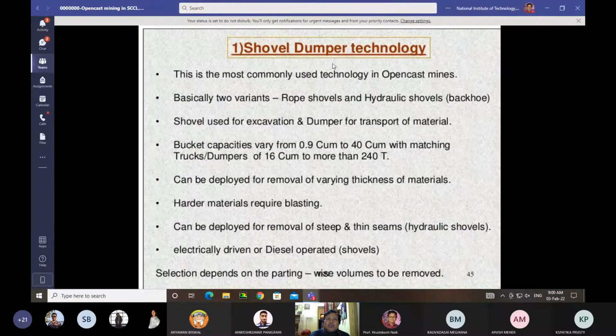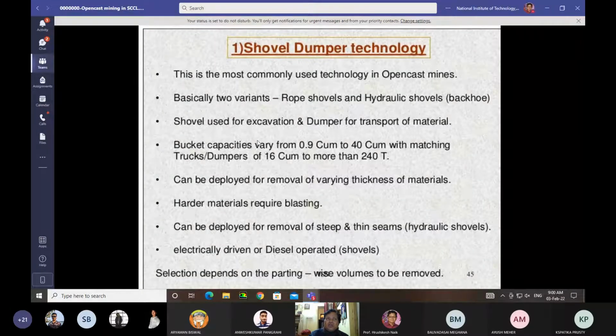This technology is the most commonly used technology in open cast mines. You go to any mine, you will find that the shovel and dumper method of mining is practiced. Basically, there are two types of shovels. One is the rope shovel, the other one is the hydraulic shovel. The hydraulic shovel is also called a backhoe. So there are two variants of the shovels.